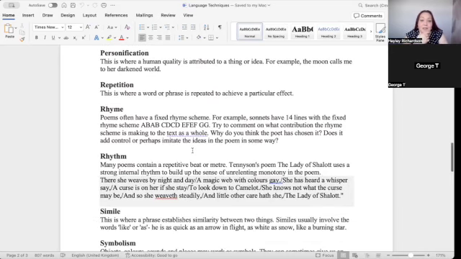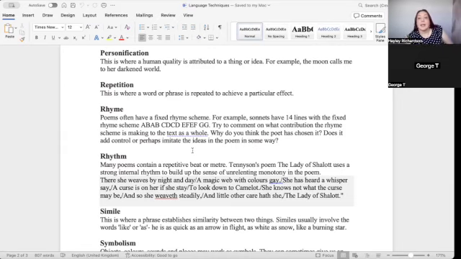Rhyme. So poems often have a fixed rhyme scheme. For example, sonnets have 14 lines with a fixed rhyme scheme: A, B, A, B, C, D, C, D, E, F, E, F, G, G. Try to comment on what contribution the rhyme scheme is making to the text as a whole. Why do you think that the poet has chosen it? Does it add control or perhaps imitate the ideas in the poem in some way?